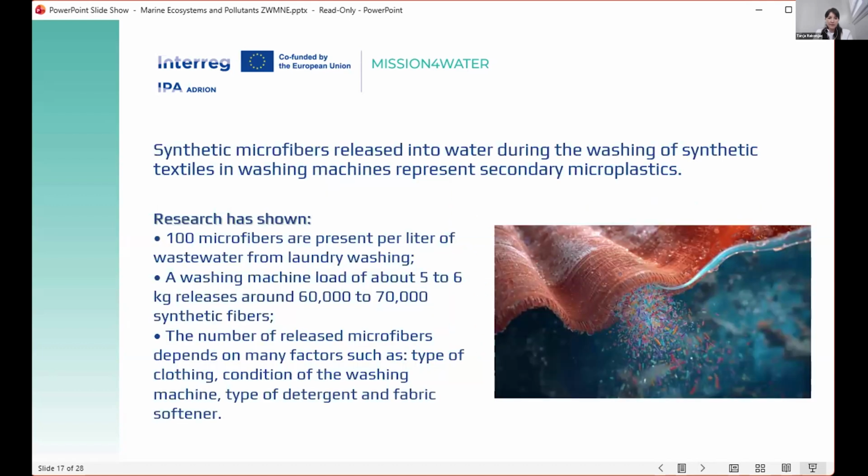Synthetic microfibers released into water during the washing of synthetic textiles in a washing machine represent secondary microplastics, and some research shows that 100 microfibers are present per liter of wastewater from laundry washing. A washing machine load of about 5 to 6 kilograms releases around 60,000 to 70,000 synthetic fibers. The number of released microfibers depends on many factors, such as the type of clothing, the condition of the washing machine, and the type of detergent or fabric softener.